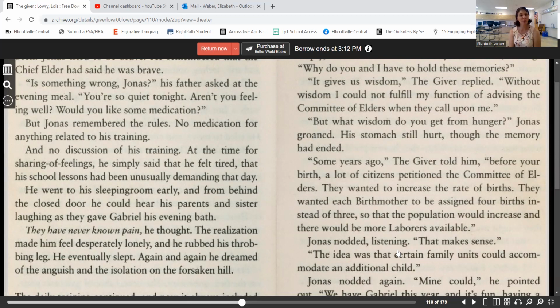All right, so those few pages give you the answer to question number 1. I would encourage you to pause the video and take the time to gather your quotes and your explanations for that, filling in the chart.